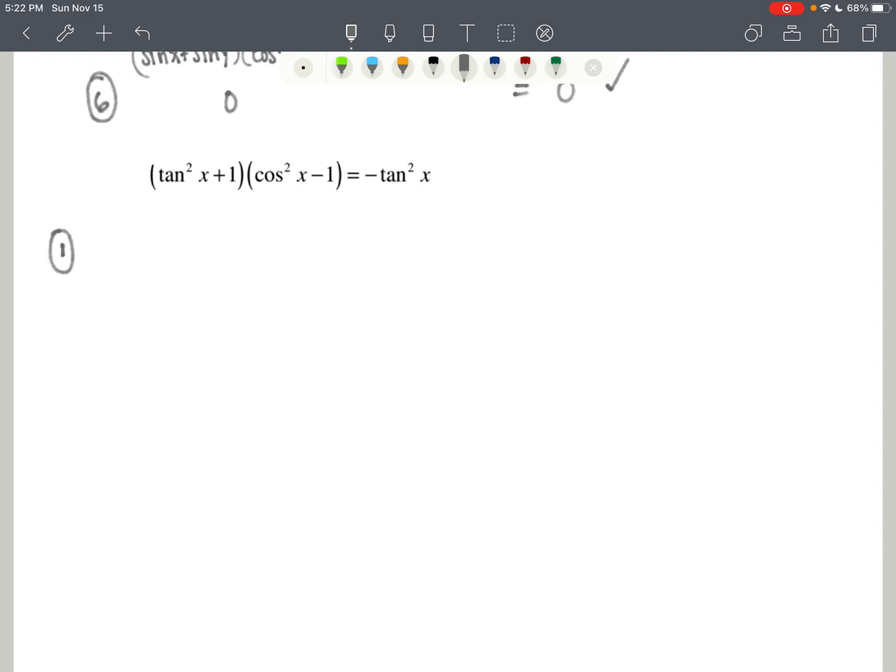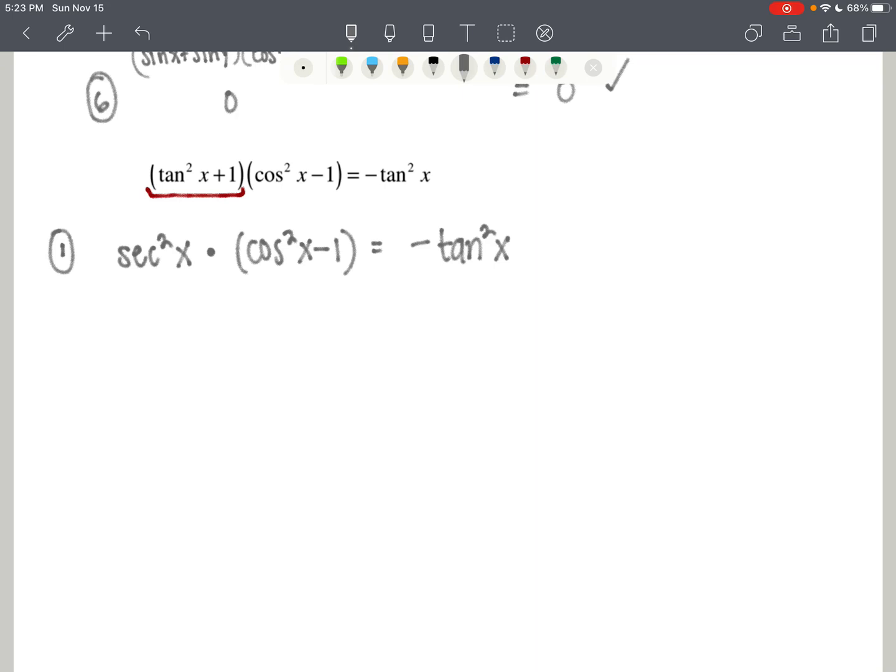Okay, the first thing I'm going to do is substitute tangent squared of x plus 1. I know that that's secant squared. So this right here is secant squared. So I've got secant squared of x times, and we'll take baby steps, cosine squared of x minus 1 equals negative tangent squared of x.